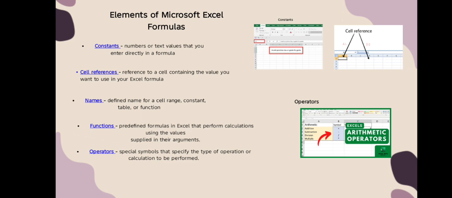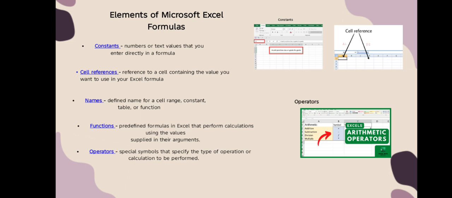Second, cell references. This refers to a specific cell like A1 or B5 that contains the value you want to use. Instead of typing the number, you tell Excel, get the value from this cell. This is powerful because if you change the number in the cell, the formula result updates automatically.